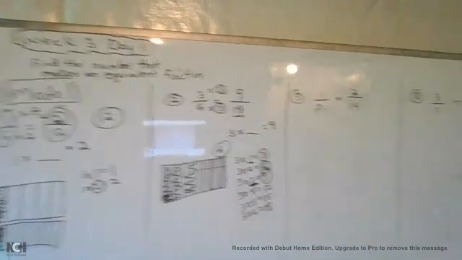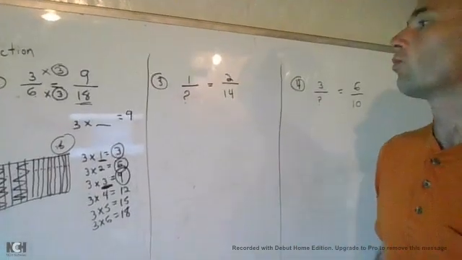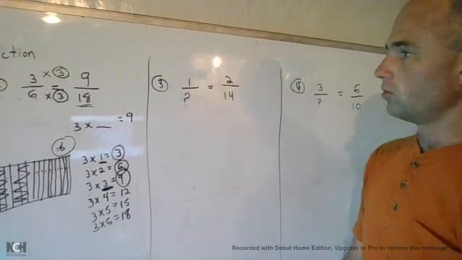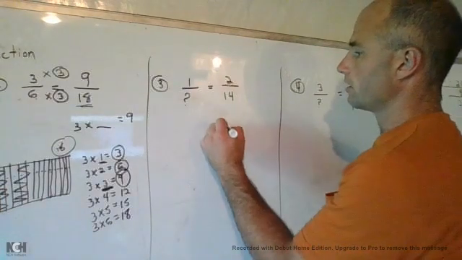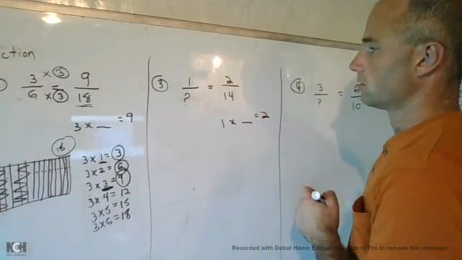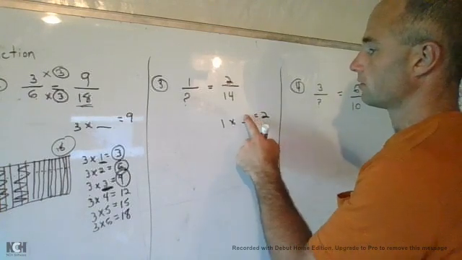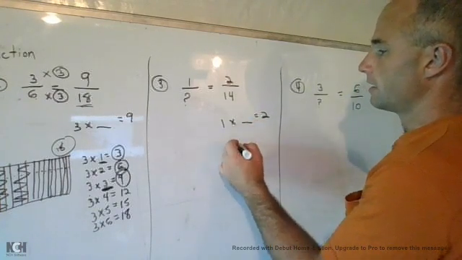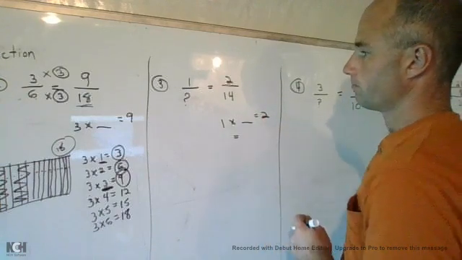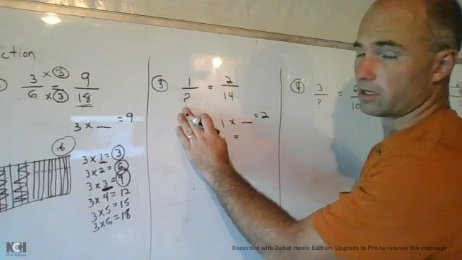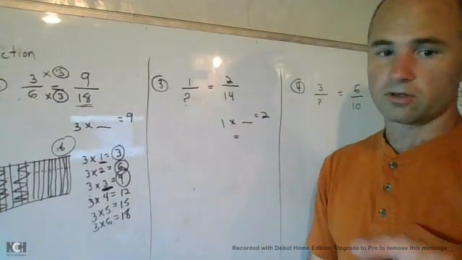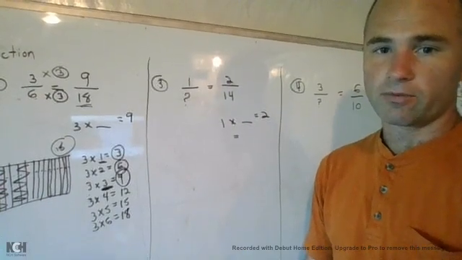Number 3. 1 over what gives you 2/14? Ooh. Okay, so now I have 1 times what gives me 2. So what's that missing number? And when I find that missing number, how am I going to figure out what this denominator is? See if you can work up through it on your own by hitting the pause button, and then we'll come back over it.